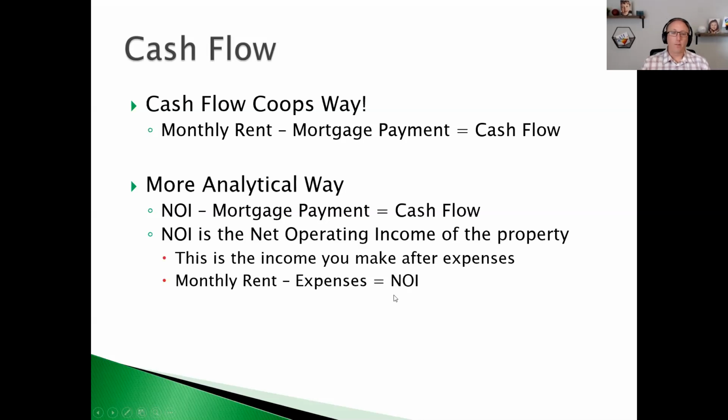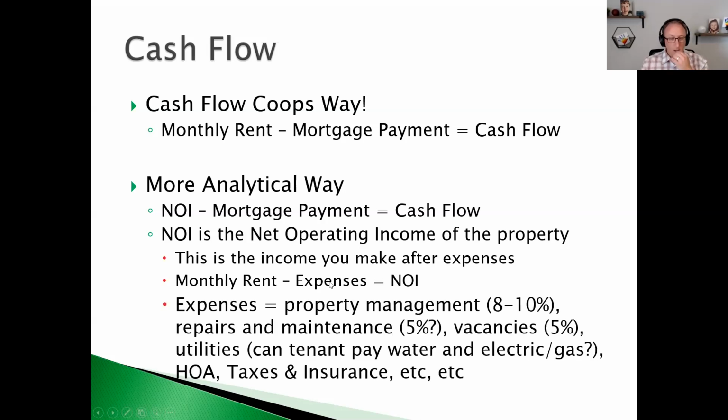So how do we figure that out? Pretty simple formula. So far, every formula is pretty easy. But this one, we're gonna take the monthly rent, okay? This is the same as that gross number, the top line number, minus the expenses. And so what are the expenses? What do I count there, Justin? First and foremost, property management. Usually property management is between 8 and 10%, okay?